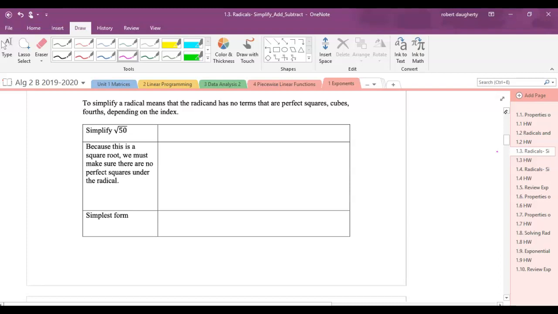To simplify the square root of 50, okay, the key to this is to rewrite this as the square root of 2 times 25, because with square roots, I want the radicand to be a perfect square. 25 is a perfect square. So I can write this as 5 times the square root of 2. And that's as simple as that can be. It is an exact number. So we will not be using any calculator approximations. 5 square root of 2 is the simplest form for this number.